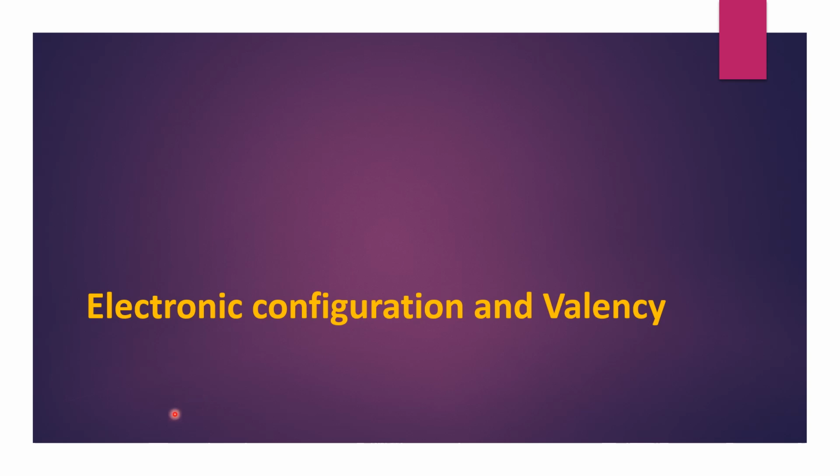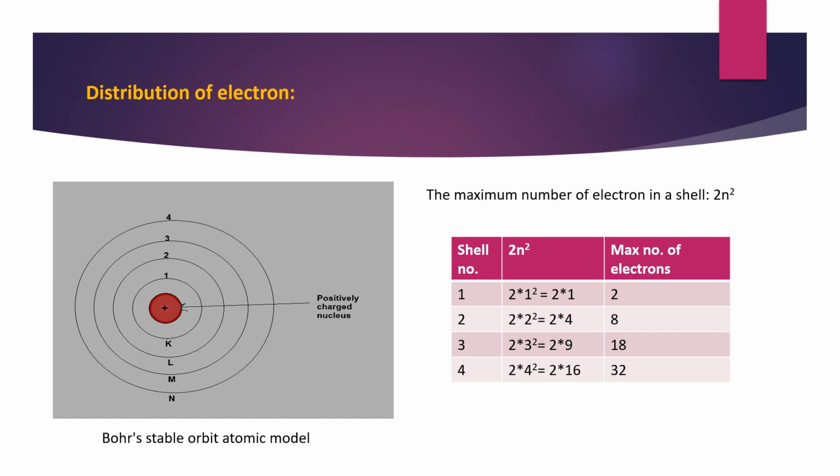So hello everyone. In this video, we are going to study the electronic configuration and the concept of valency. We have seen in the last videos the atomic structure and Bohr's atomic model, Thomson's atomic model, Rutherford's atomic model, Dalton's atomic model, and the principal fundamentals of atomic structure. In this video, we are going to see the electronic configuration and the valency concept. So let's get started. First we'll see the distribution of electrons.